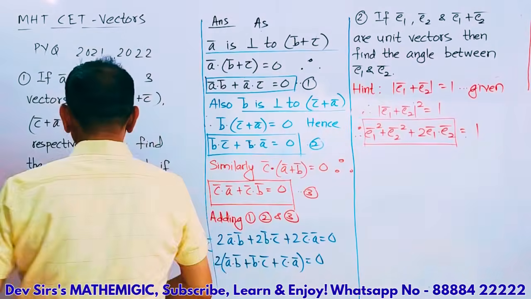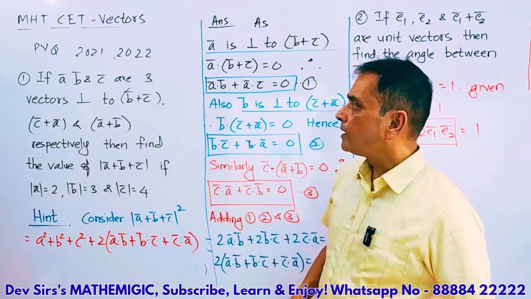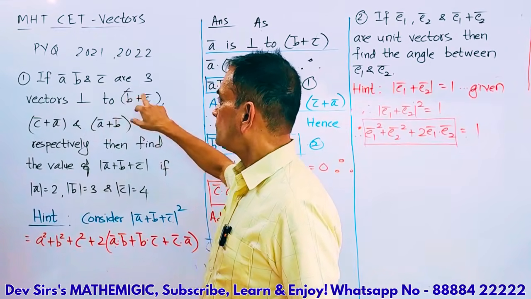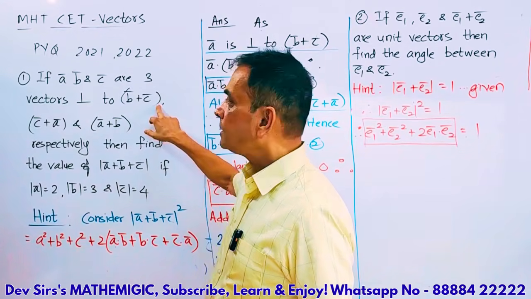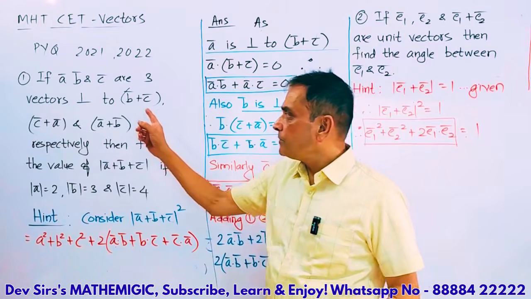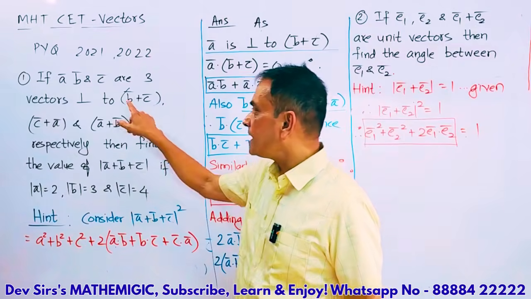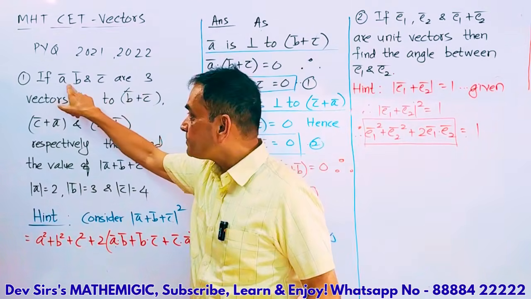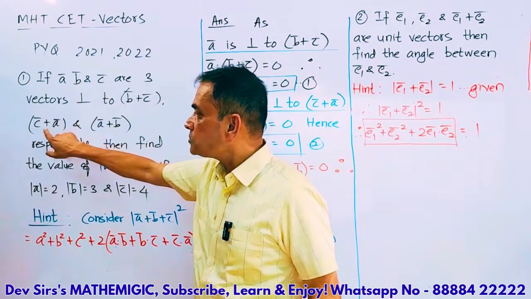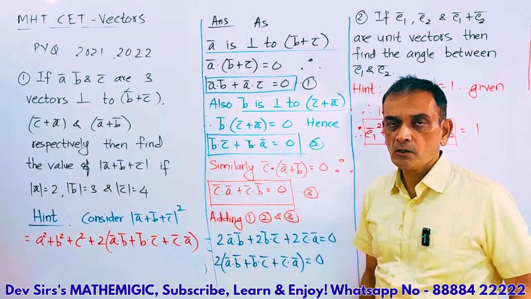Okay. First sum. A bar, B bar and C bar are three vectors perpendicular to B plus C. Means what? A bar is perpendicular to B bar plus C bar. यानी क्या है? B bar plus C bar is one more vector which you get after adding B bar and C bar. So A bar is perpendicular to this vector. Okay? B bar is perpendicular to C plus A and C bar is perpendicular to A plus B.